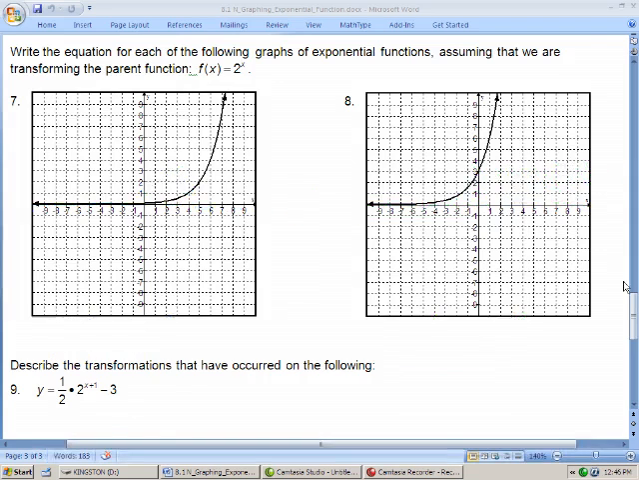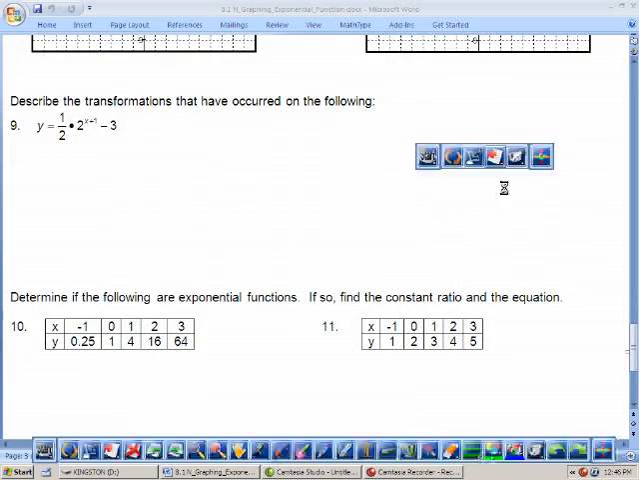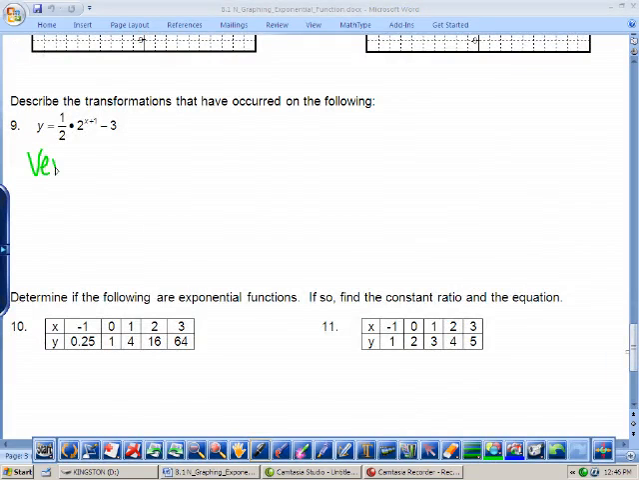All right, look at number 9. Let's describe these transformations. Vertical compression by what? Okay. Then what? Left 1. Then what? 1, 3.